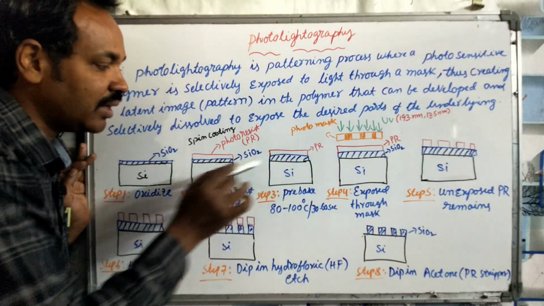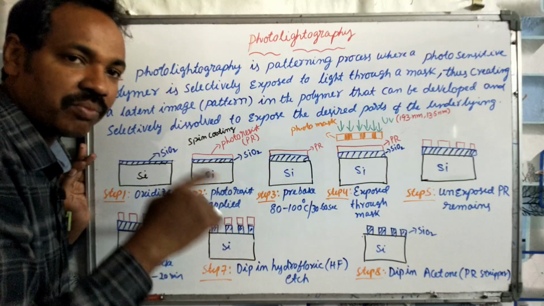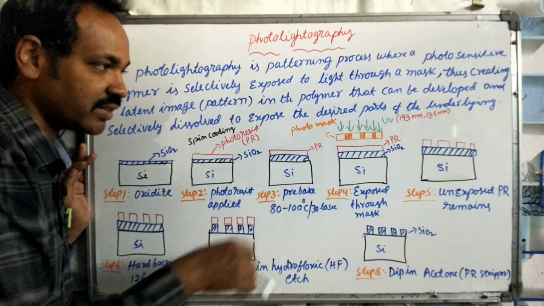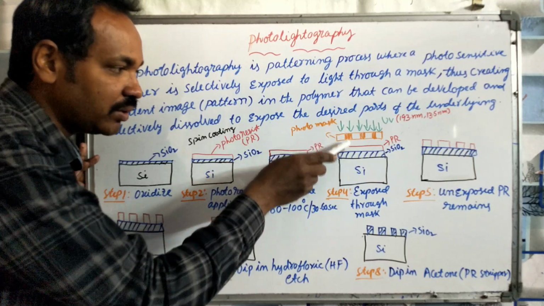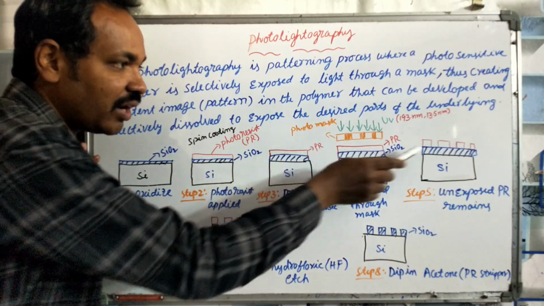This is called the photoresist. We have positive photoresist and negative photoresist. Suppose the light falls in the gap and it is taken out, and the remaining gives us a structure like this.